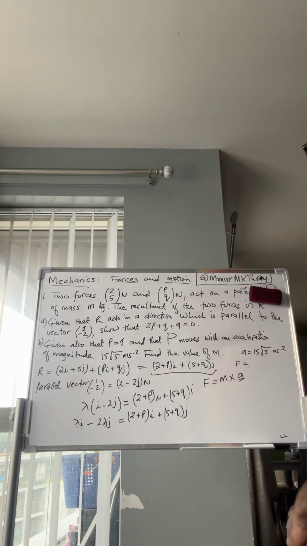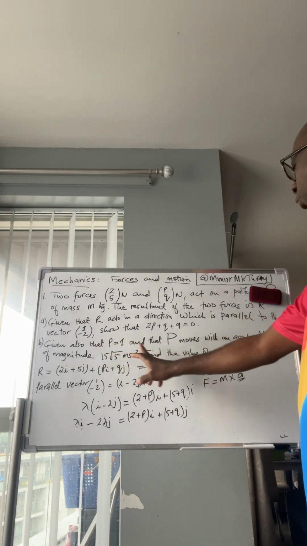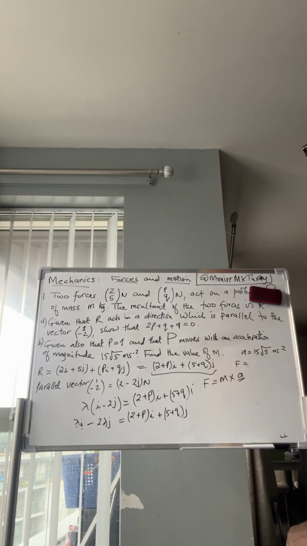But now we have unknowns here. P and Q are unknowns, but they have given us P to be 1. So we are only left with one unknown, Q. Can we then find Q and then go ahead to solve the problem? I think so.